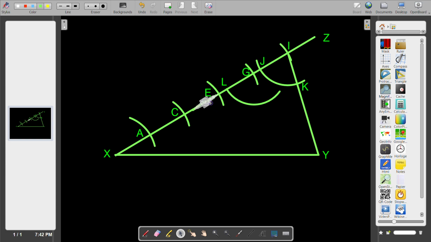Now again with center E, and taking the same radius, we draw another arc cutting XZ at the point M. Again with the center C, and taking the same radius, we draw another arc cutting XZ at the point N.